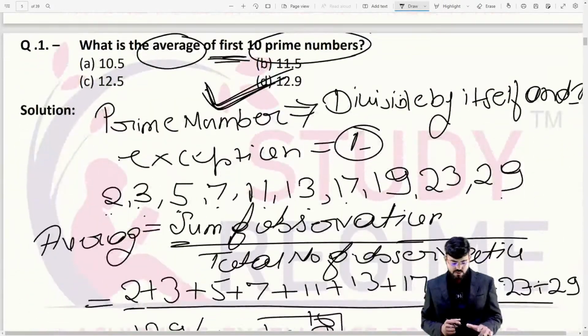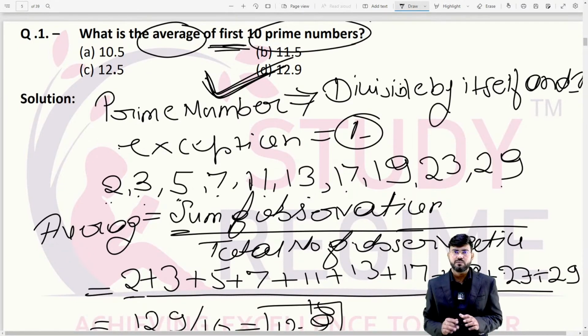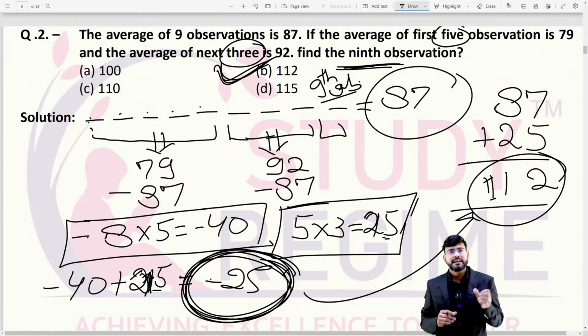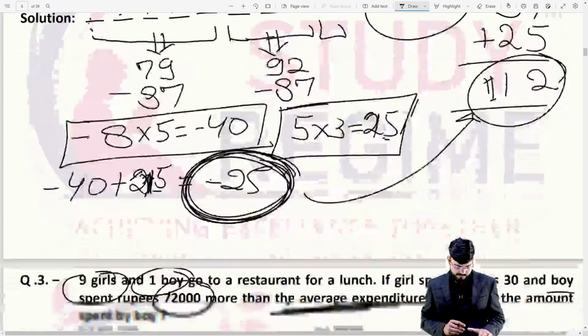The first question was of prime number. You have to find the first 10 prime numbers, and then find their average. You got 12.9. The second one was about observations. The total number of observations was 9, and the average was given, and you have to find the 9th observation. So you have calculated this.